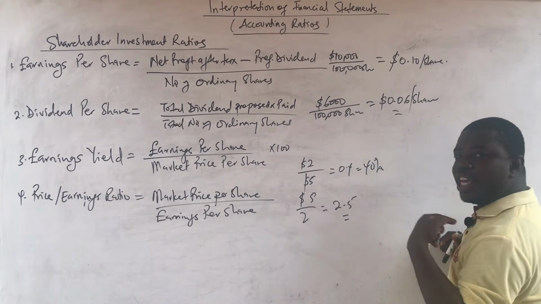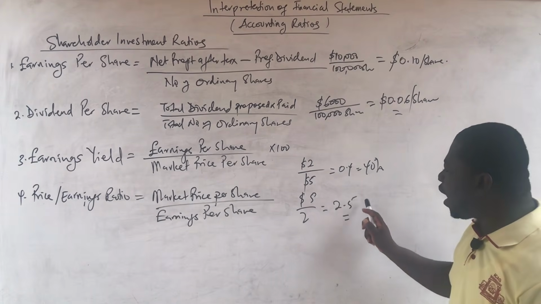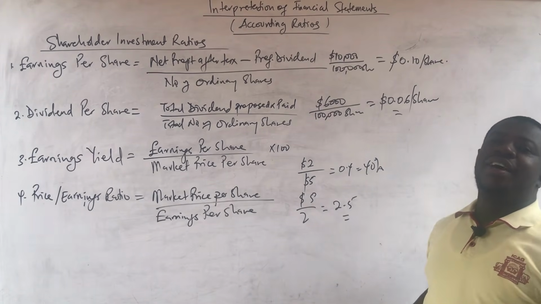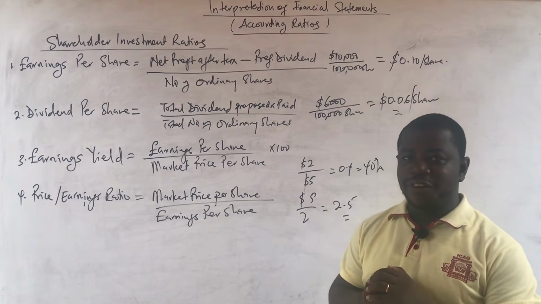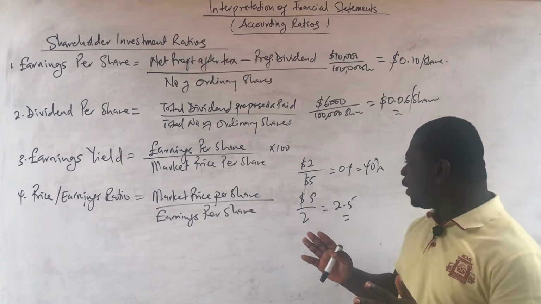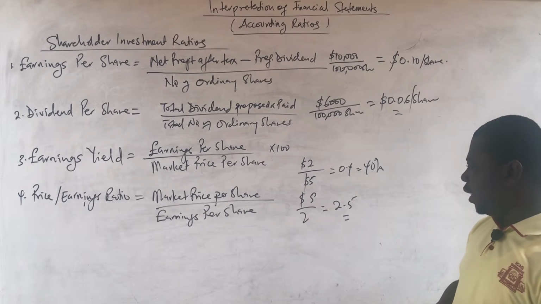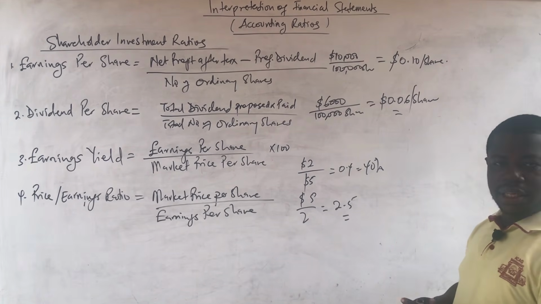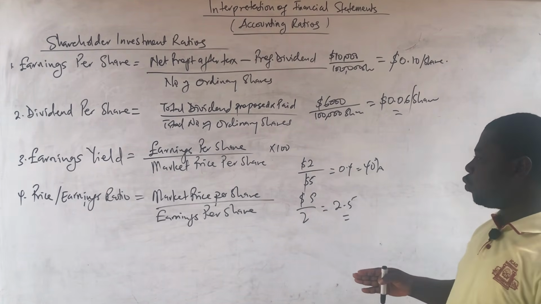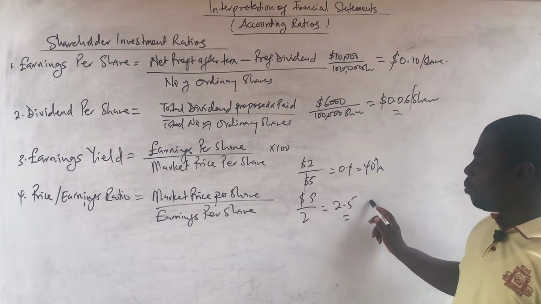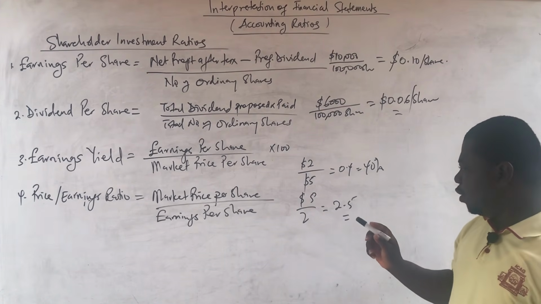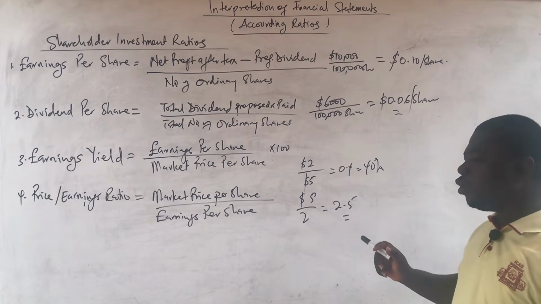So in other words, it will take the shareholder 2.5 years to recover the price, the value of the price. It will take the shareholder 2.5 years to recover the amount that he put into it in terms of investment. That is the meaning of the price earning ratio. So the price earning ratio, the interpretation is about the number of years. So this is years that you are going to use to interpret.